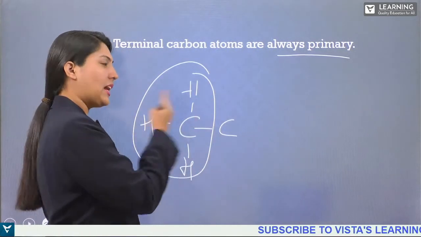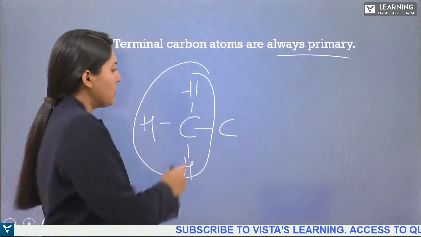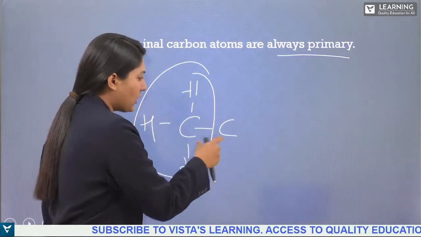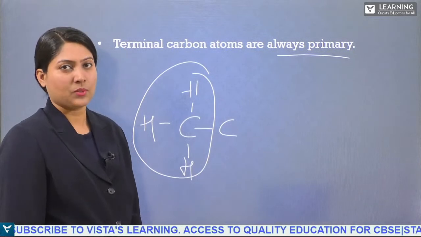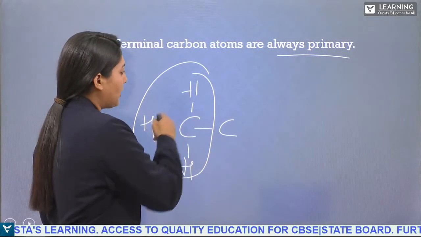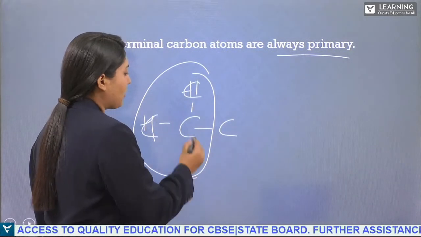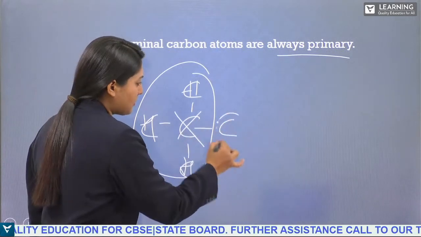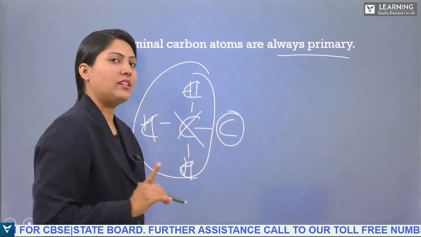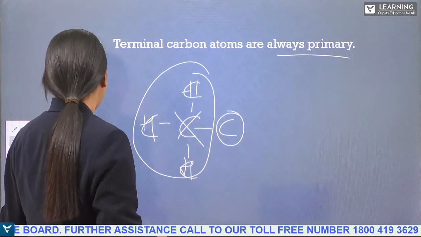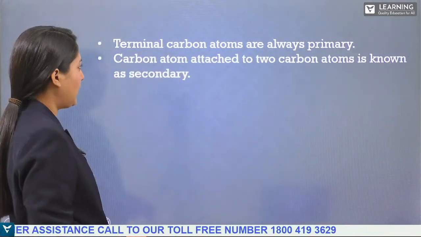Terminal means at the beginning or at the end. So a terminal carbon atom will have only one carbon atom attached. They cannot have more. If they have, then they are not called terminal. Got it? So a terminal carbon atom will always be a primary carbon atom.